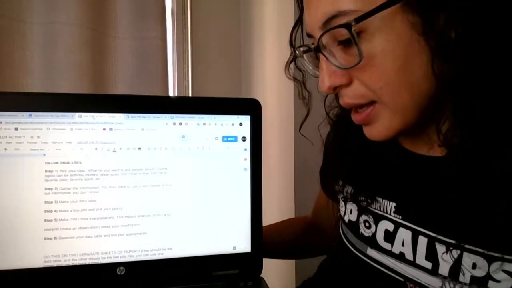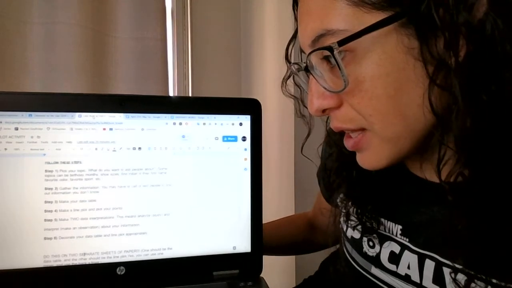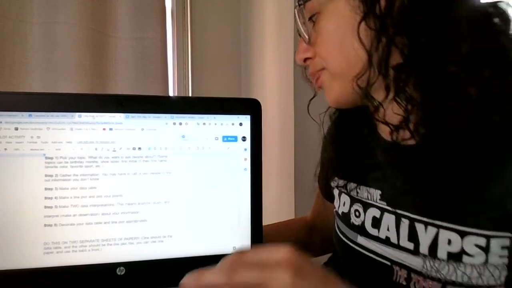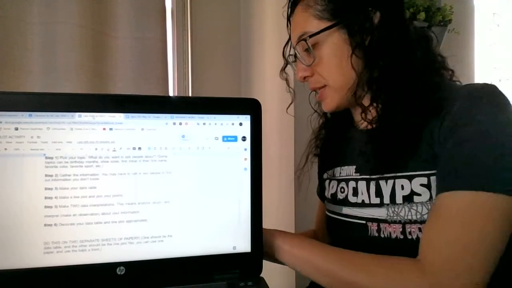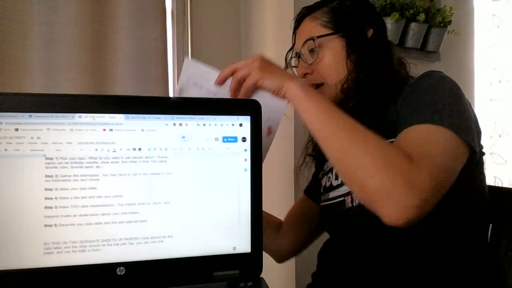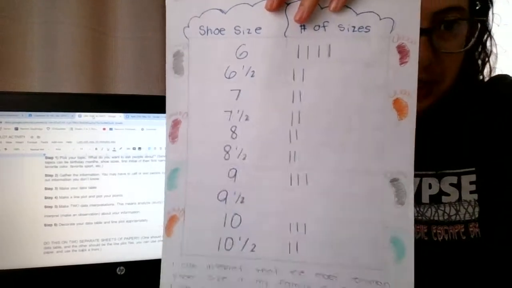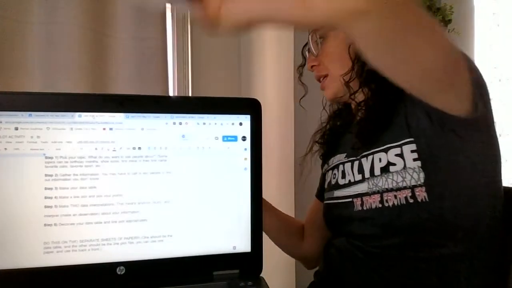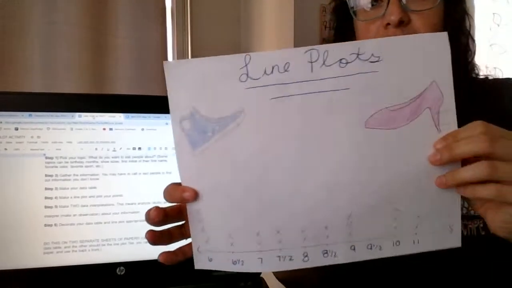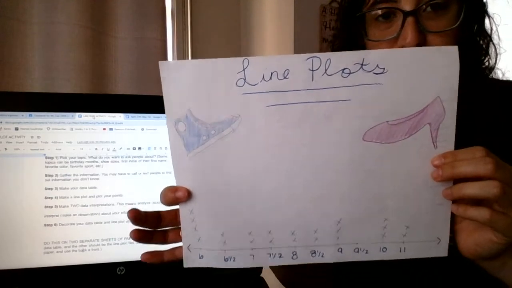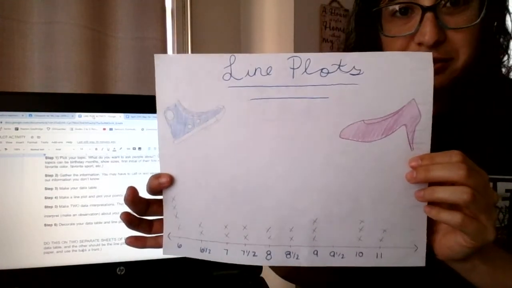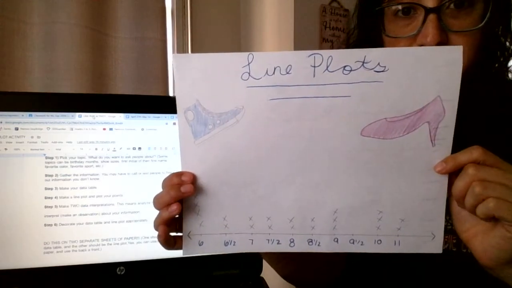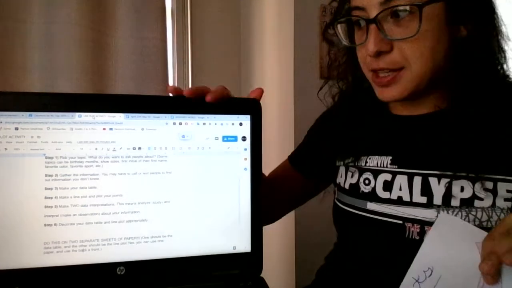And then the final thing that you need to do is decorate your data table and your line plot appropriately. So since I picked shoe sizes, I decorated the data table with little feet all around it. And then my line plot, I drew 2 shoes. Not the best drawings, but decent. And then up here I put the title line plot. So that's it for this activity.